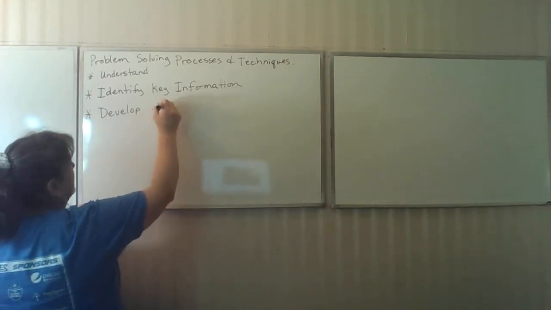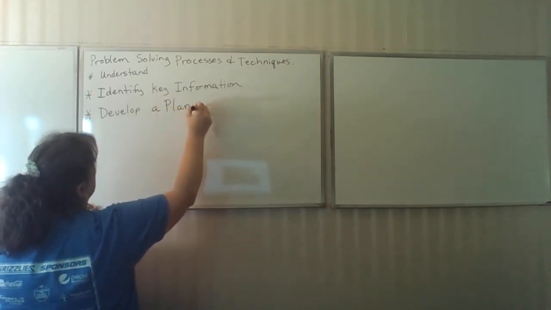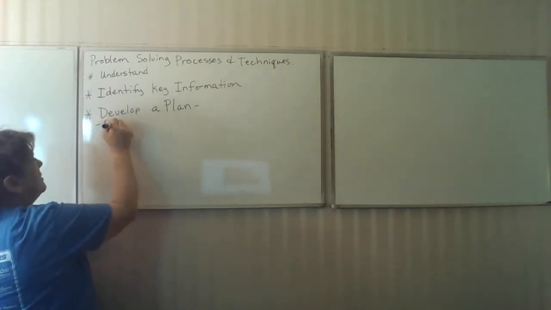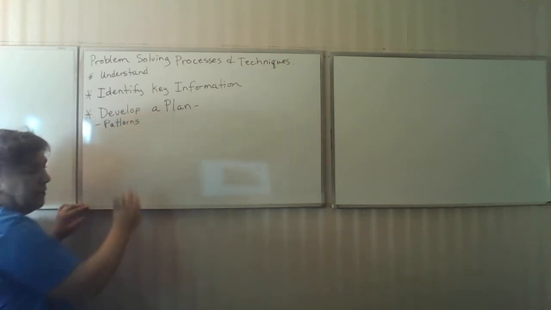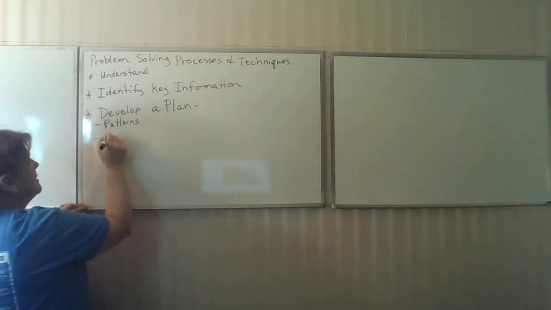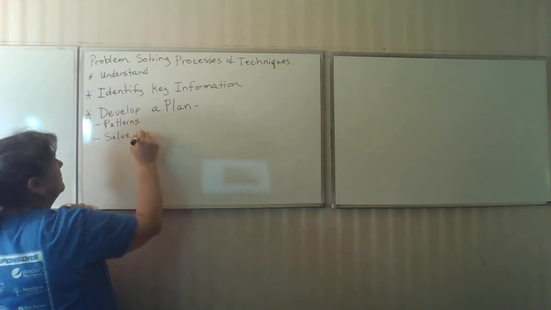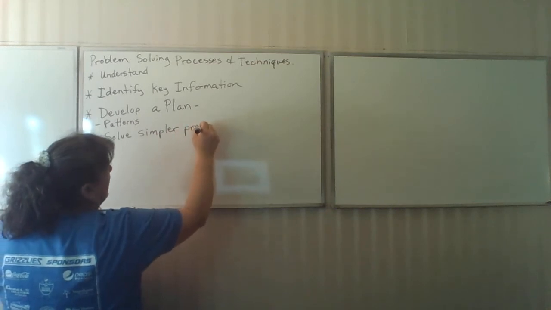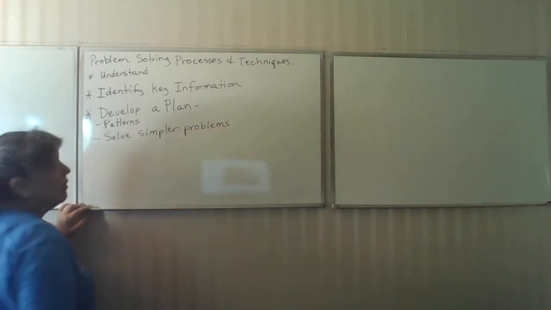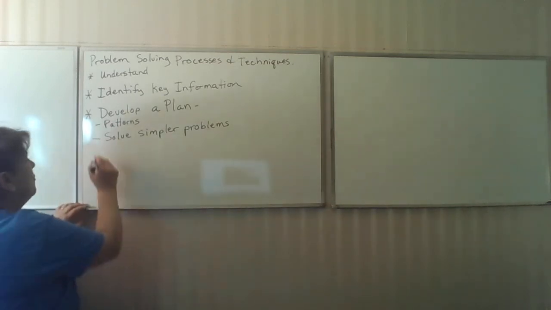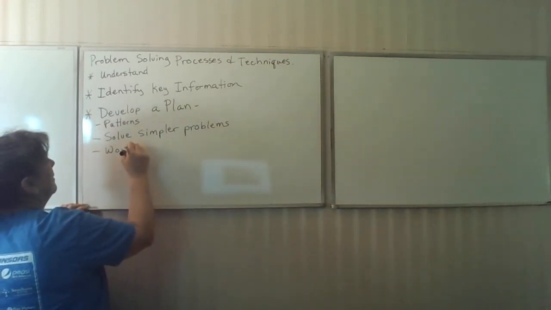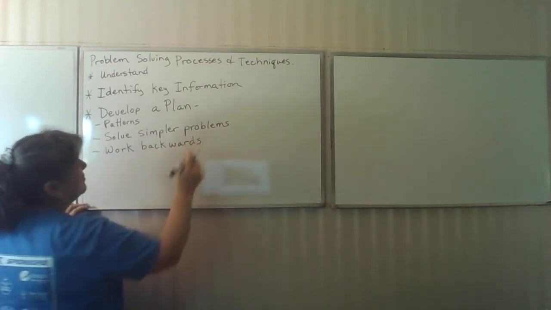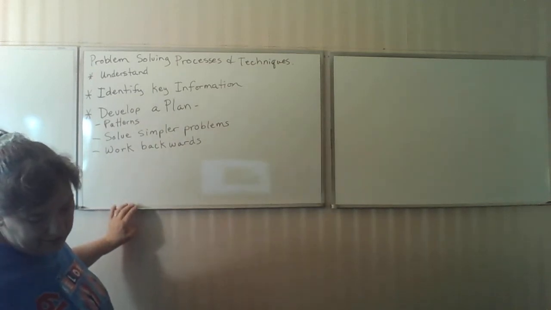Develop a plan. Okay, now, there's a lot of different plans you can follow. You can look for patterns, which we've already done. You can solve simpler problems, and we'll do some of that, to be able then to apply what you learn to a more complex problem. You can work backwards. I don't usually use that one, but I know some people who do. If they know the answer, they work back from the answer to figure it out.